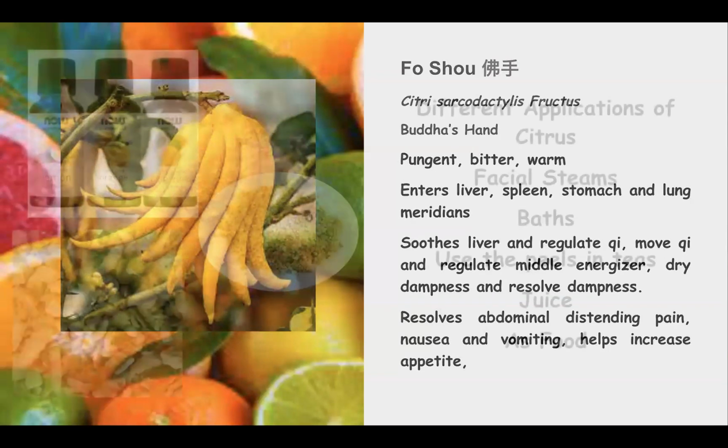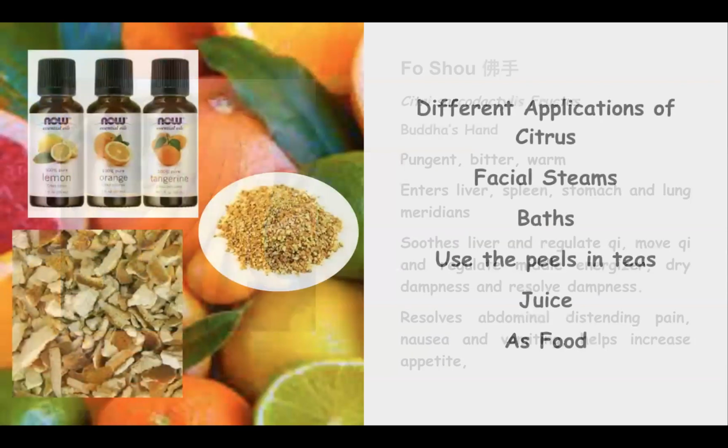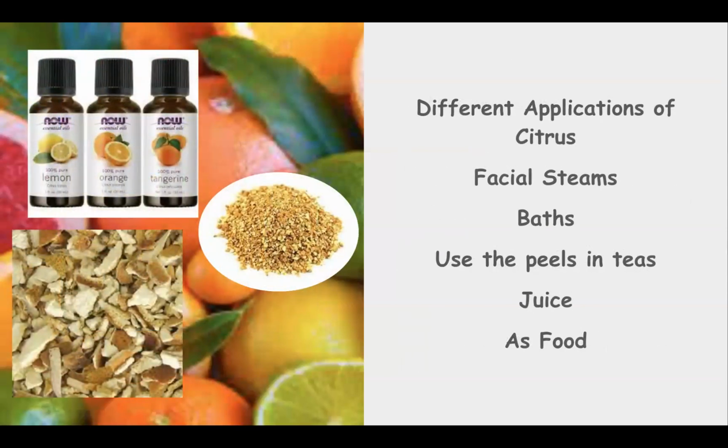Now, how do you use these wonderful things? Mostly it's the peel and the essential oil that you use. And you can use these in teas. You can obviously drink the juice, but be careful what kind of juice if you're on certain types of medication. You can obviously eat these things, they're really nutritious for you. But some of the best ways to do these are in facial steams. And I have a link below on how to do that.